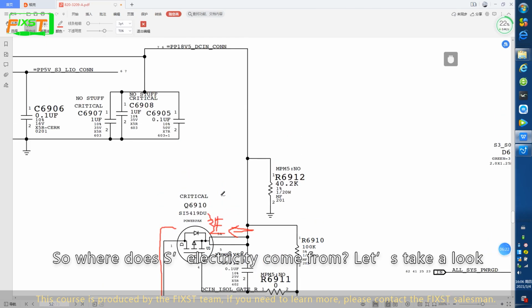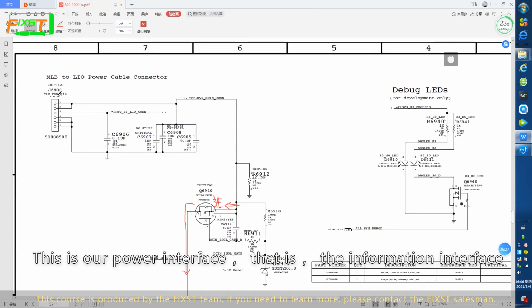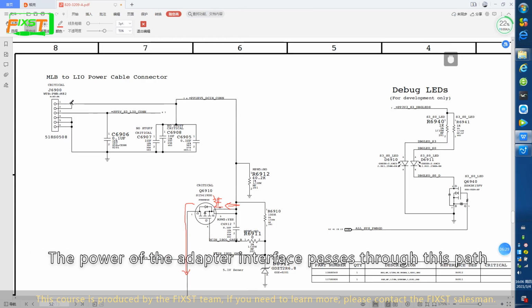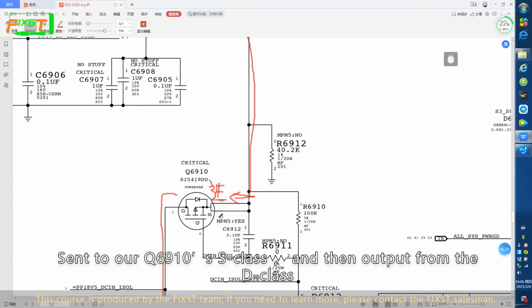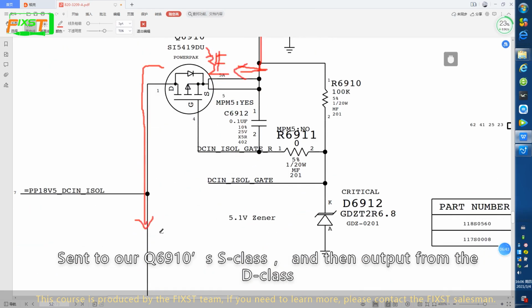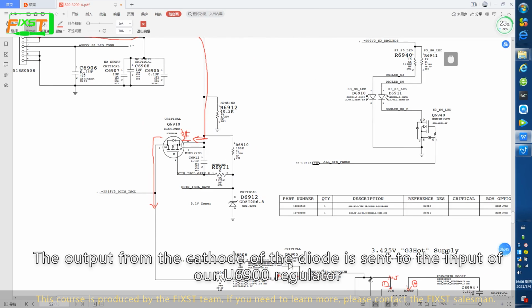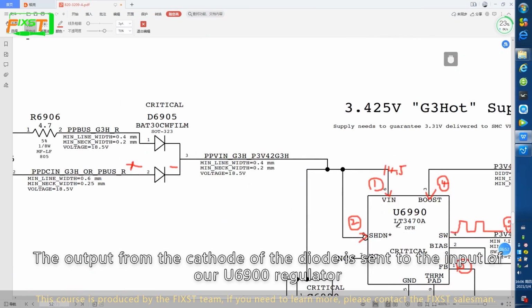So where does the S electricity come from? Let's take a look. This is our power interface, that is, the information interface. The power of the adapter interface passes through the PAVE and is sent to our Q6910's S pole, then output from the D pole. It is sent to our 6905, to the anode of the diode. The output from the cathode of the diode is sent to the input of our U6900 regulator.